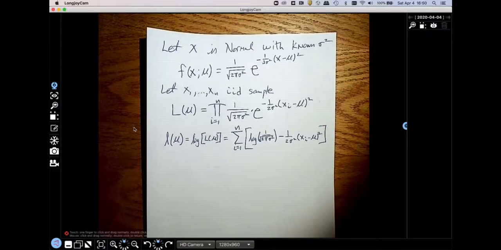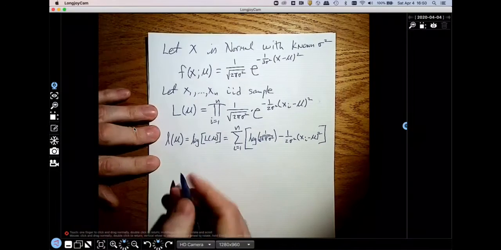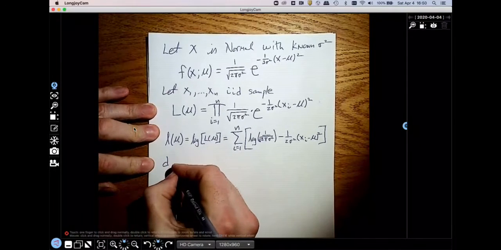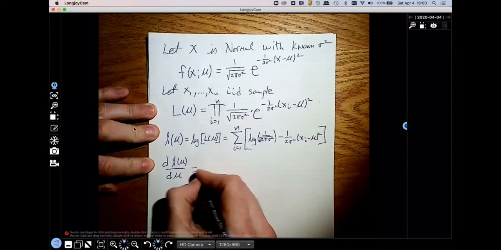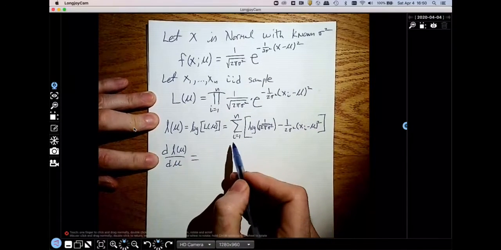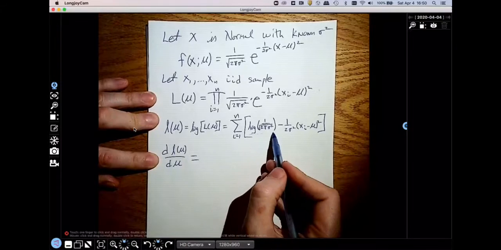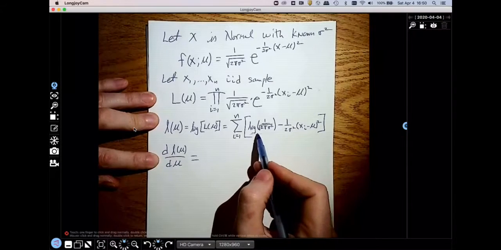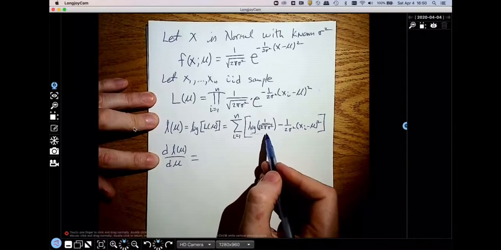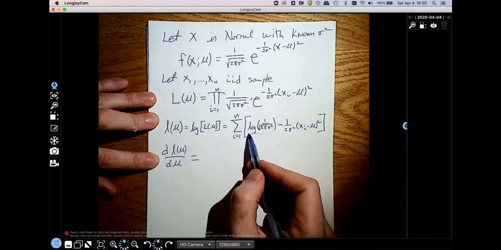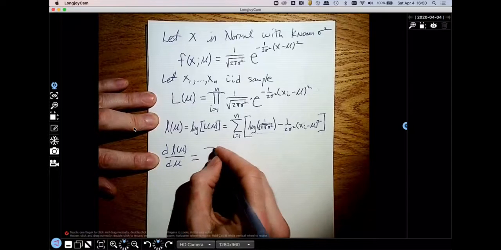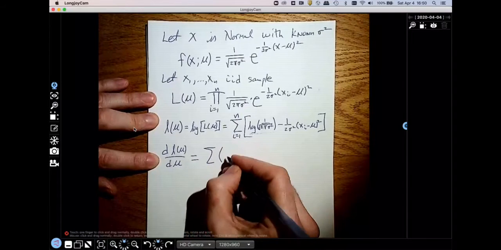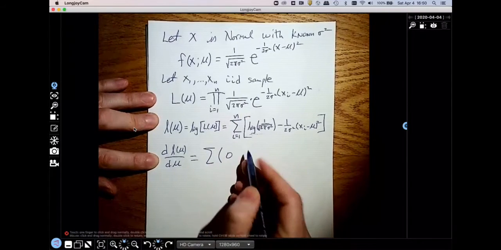All right, we're actually making a lot of progress here. So I want to take the derivative of this, so dl at mu, d mu. So what is the derivative of this first term? Well, notice this first term does not involve mu. Therefore, the derivative of that first term is just a bunch of zeros, just a 0.